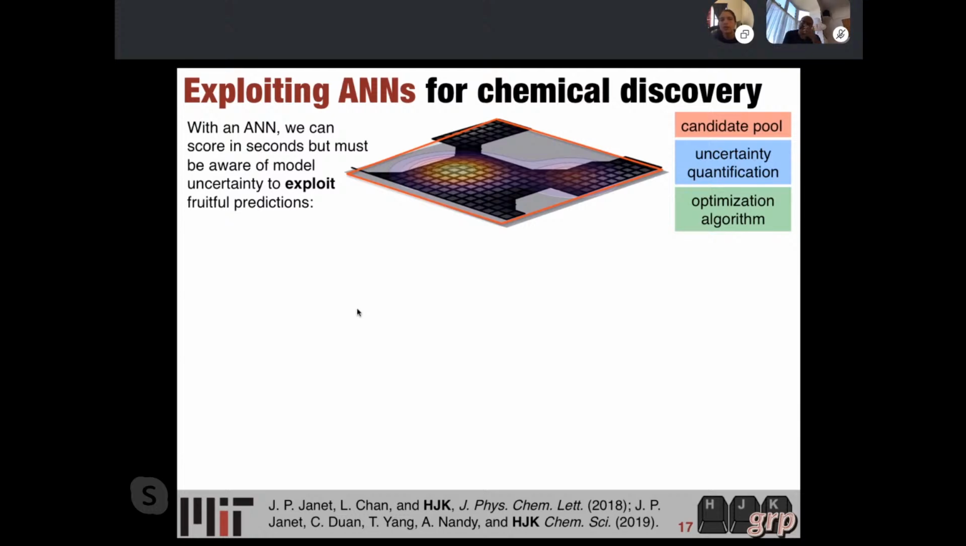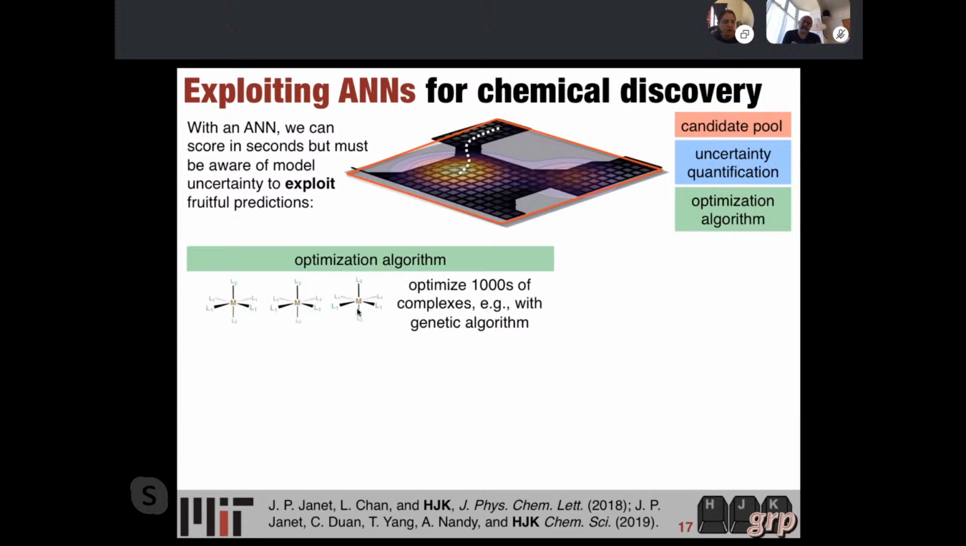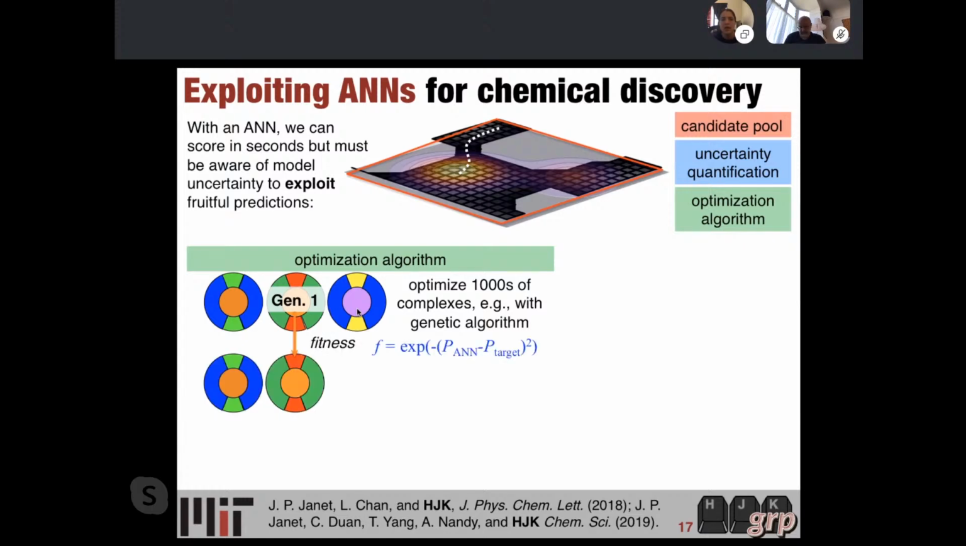So ideally, for instance, in this picture I'm showing, what we'd like to do is find the best region in this candidate pool that the neural network is confident in. And for the optimization algorithm, we did this 2 ways. One way is to use a genetic algorithm. There's nothing special to machine learning about a genetic algorithm. We just encode each transition metal complex as a series of genes. We need a way to evaluate the fitness.